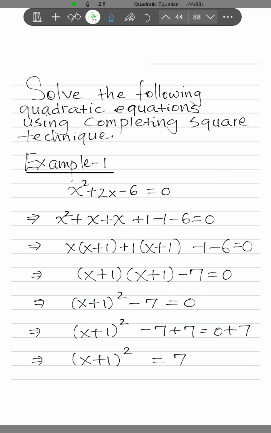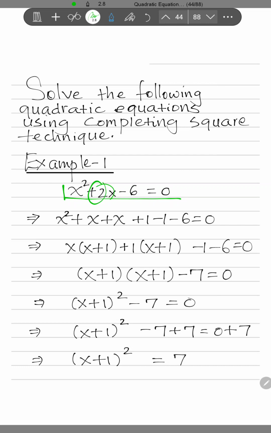Solve the following quadratic equations using completing square technique. Now let's do again more and more completing square. Yeah, we remember that. Let's do a completing square technique with the given pieces of information which we have seen now. x squared plus 2x minus 6 is equal to 0. We take the first question. Is the leading coefficient 1? The answer is yes. Good.